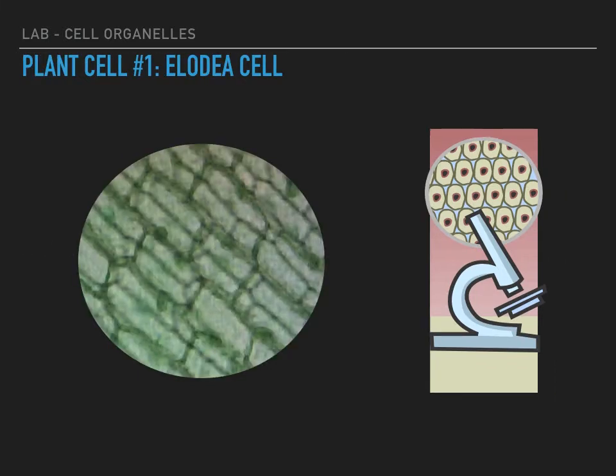Now compare the animal cell to an Elodea plant cell. Notice the difference in structure. Plant cells are similar to that of a brick wall. Each brick is a single cell.